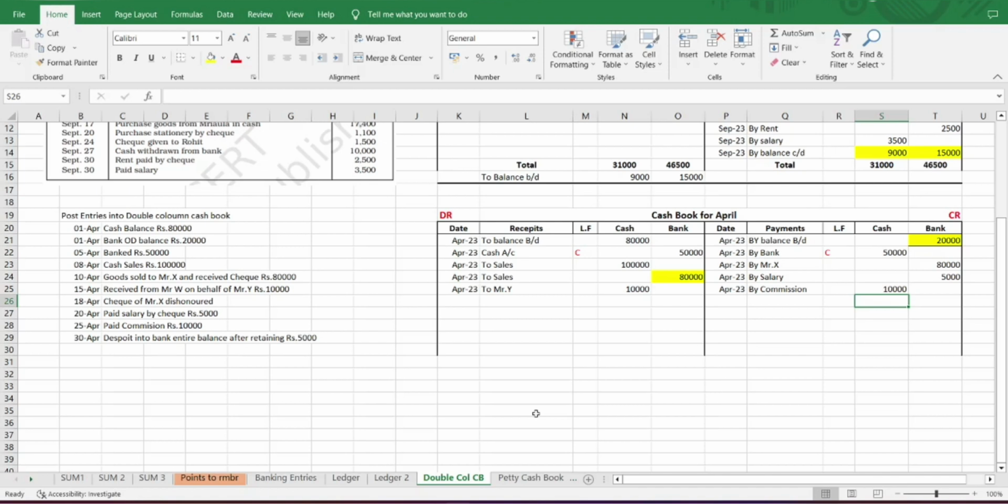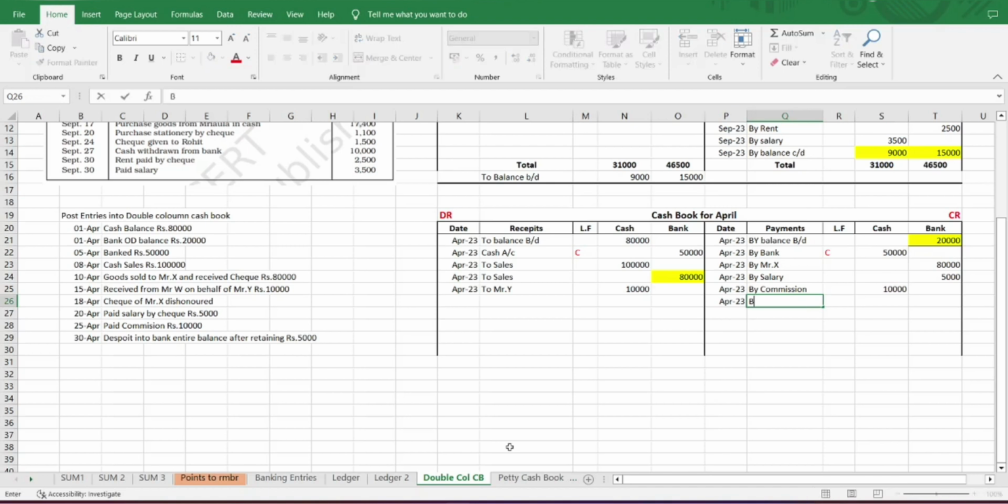Deposit into bank entire balance after retaining 5,000 rupees. Now here they are telling us to deposit all the amount into the bank and we have to keep only 5,000 rupees with us. We have to deposit the entire cash balance in our bank account. First let us find the total: 1,10,000, 80,000, 1,90,000. Here 10,000 and 50,000, 60,000 is the total. So deposit cash into bank is again a contra entry.